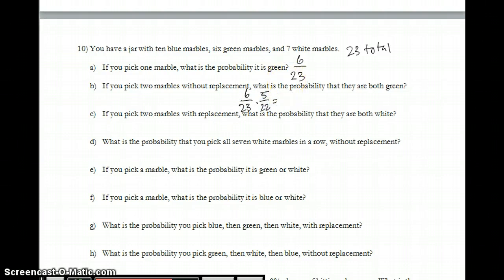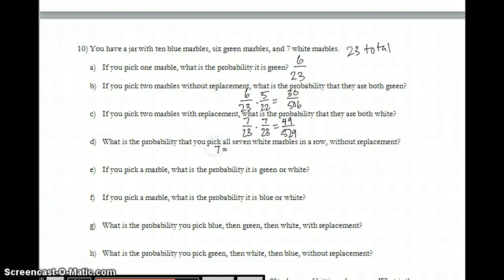That is 6 times 5 is 30. 23 times 22 is 506. 30 over 506, which can reduce if you'd like to. If you pick 2 marbles with replacement, what's the chance that they're both white? Now we're going to put the marbles back. So a 7 out of 23 chance for a marble that's white. And we put it back, so it stays 7 out of 23, which is 49 out of 529. What is the probability that you pick all 7 marbles in a row as white without replacement?